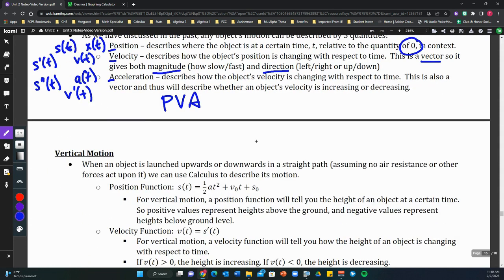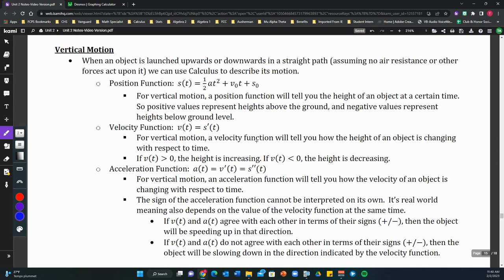So if we take a deeper dive into vertical motion, if you've taken an algebra-based physics class in the past, you've done these kinds of problems before. I'm sure you've heard of them or seen some of them in other math classes, but you've never had to apply calculus to the situation. And that's where we're going to go.